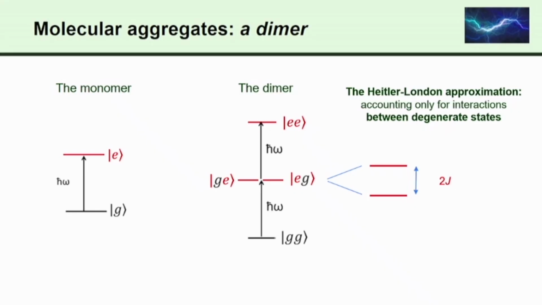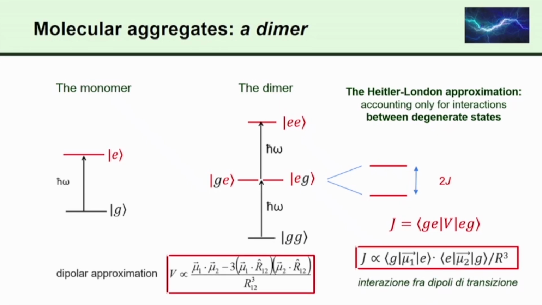And of course, if two degenerate states interact, you get a splitting, and the amount of splitting is twice the interaction. Now, the interaction is, of course, the matrix element between the two degenerate states. And now V is the electrostatic interaction, and in the simplest approximation, we stick to the dipolar approximation. And so J, this interaction, is proportional to the transition dipole moment between the two molecules. So basically, the interaction is the interaction between the oscillating dipoles, the transition dipole moments of the two molecules. This is the main point. And of course, the interaction goes with the inverse of R to the cube, the distance between the molecules.